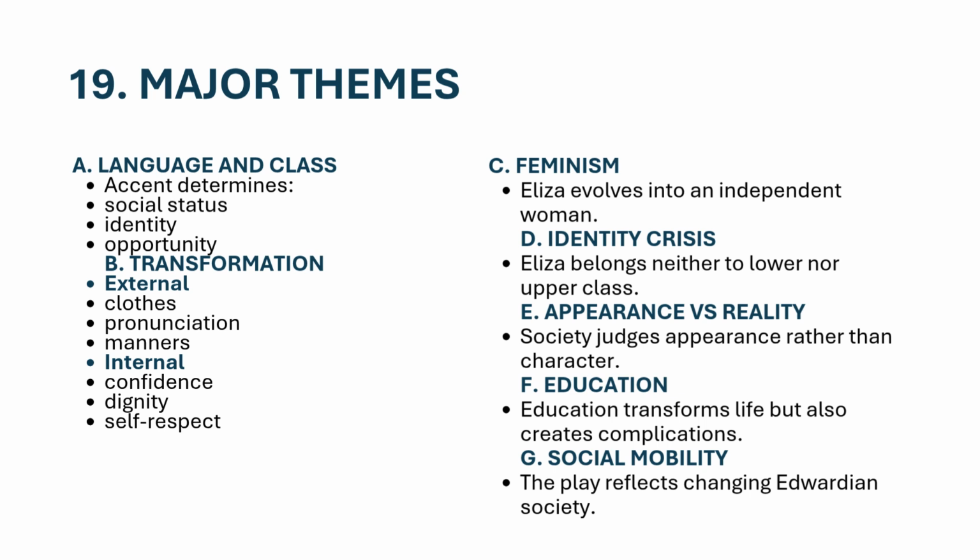The seventh major theme is social mobility. The play reflects a society that is changing rapidly. Traditional class barriers are beginning to weaken, and people can move upward through education, skill, and personal effort. Eliza's transformation represents this possibility of social mobility.